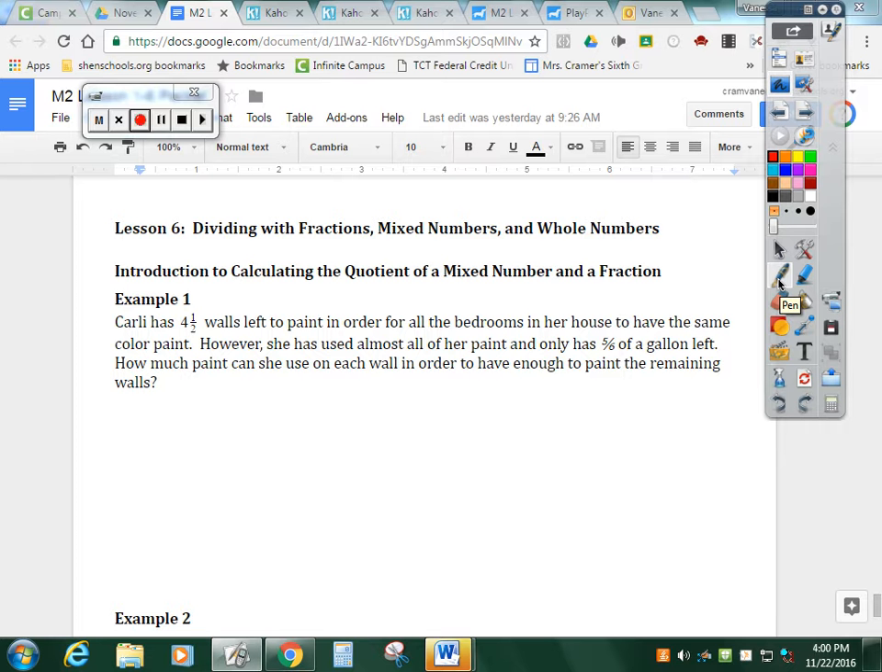Well, word problems and trying to figure out what you're dividing is actually a very difficult thing. You're not dividing 4.5 walls, okay, so that should not be your first number in your division expression, but you are dividing 5/6 gallons of paint. You are dividing the 5/6 gallons of paint that Carly has left between 4.5 walls, okay?